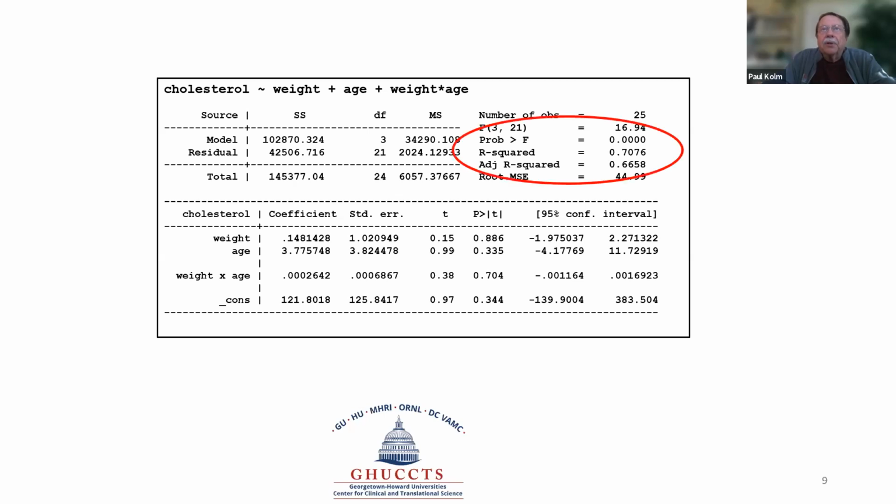And then we have, of course, our squared value here, which you can see it doesn't change very much from when we just had age in there, which if we carried this out and looked at weight, we'd find that it's not statistically significant either. So our best model is just cholesterol as a function of age.